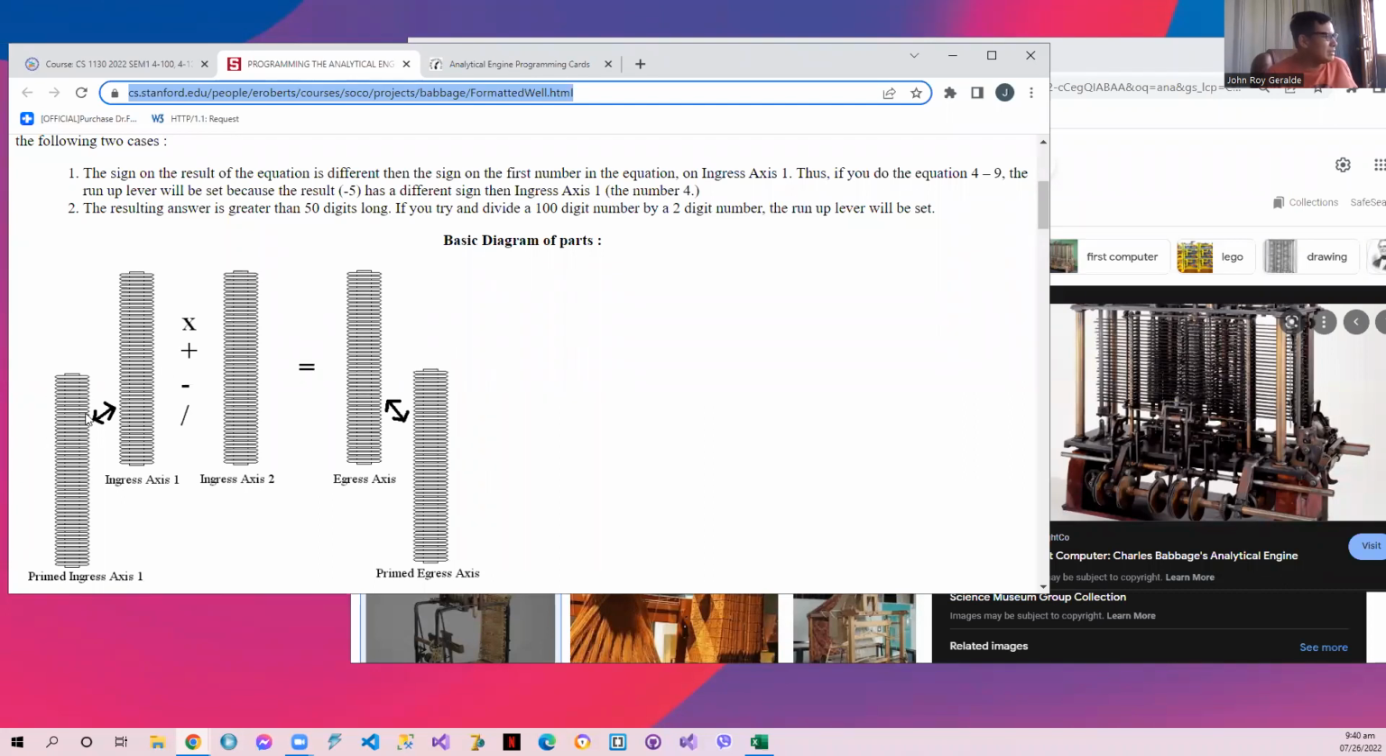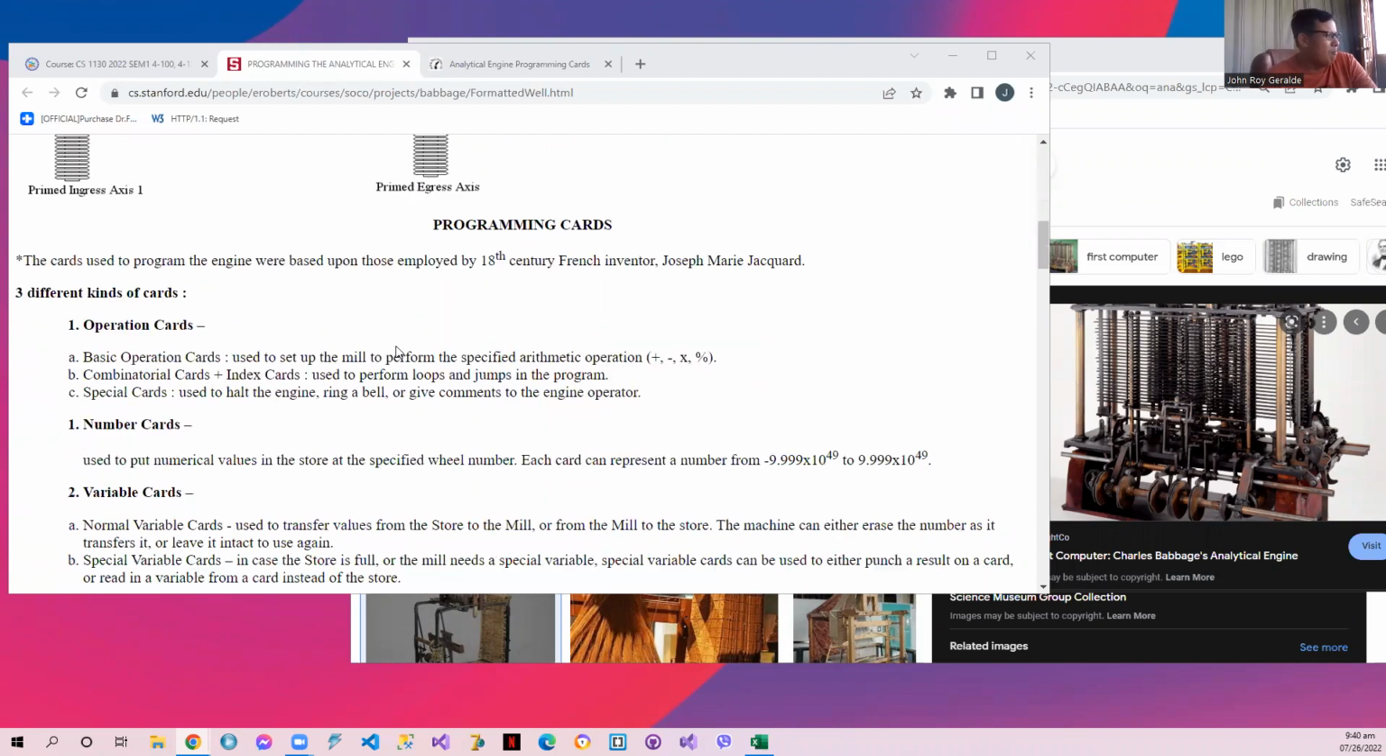Now, there's a prime ingress axis because Charles Babbage intended to use the analytical engine to do 100-digit by 50-digit division. So there's an additional set to accommodate larger numbers as the first parameter, because when you divide, you usually divide a large number by a smaller number. Now there's a prime egress axis because during division, the last remainder will be in the prime egress axis. Do you follow? So this is the real machine, and this is the logical diagram, excuse me.